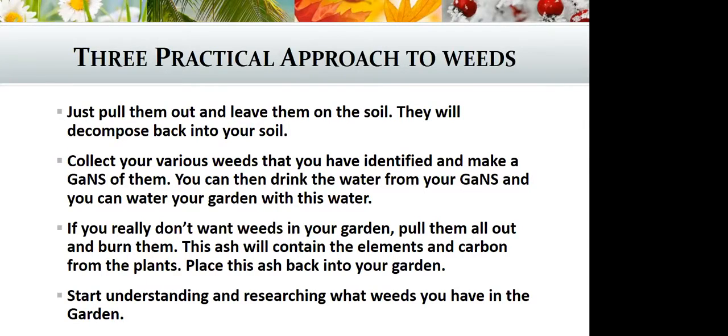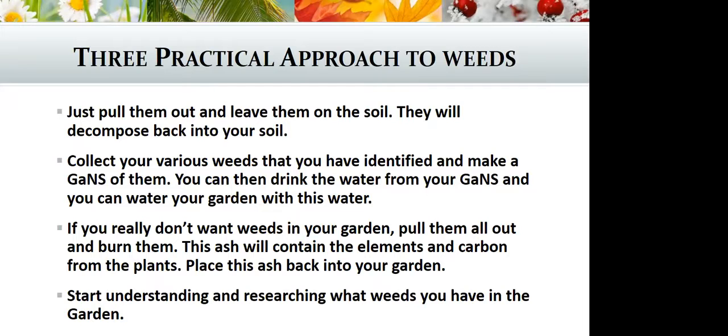So when we have a look at our weeds in the garden, there are several ways we can approach this to use them. We can just pull them out and leave them on the soil, because they'll decompose back into your soil, adding that nutrition back into your soil.